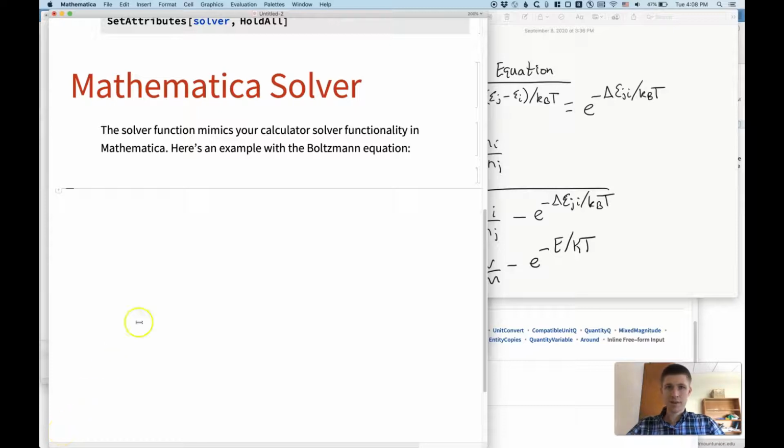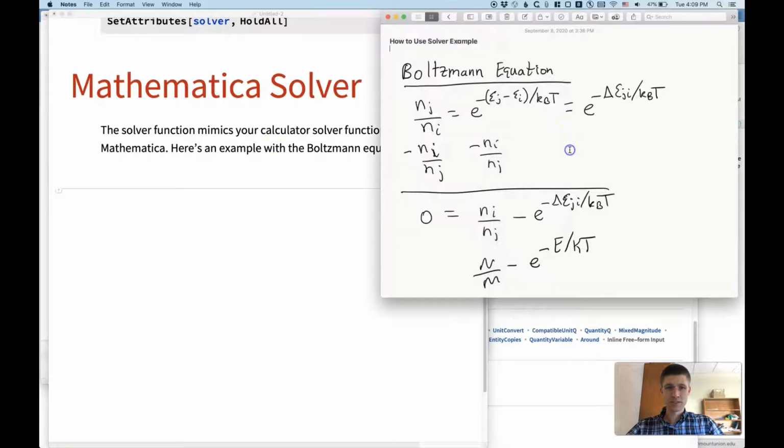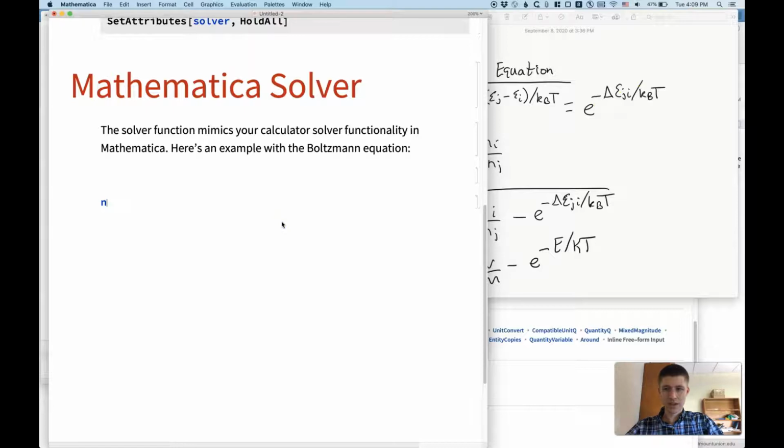We can also use Mathematica to do this similar sort of solver type analysis. The nice thing about Mathematica is we can type this in a little bit more directly, like the mathematical equation. So I'll choose Ni over Nj equals, remember in Mathematica, the e function is capital EXP, square brace, minus, and I'm going to put this in as delta E for the energy over kB times T as the variables I'll use.